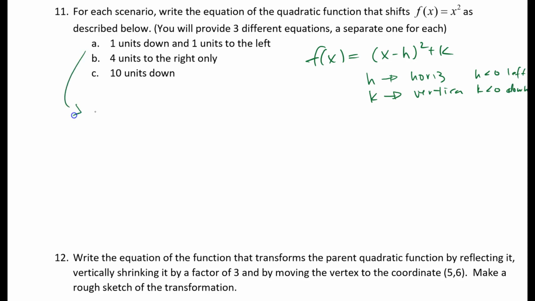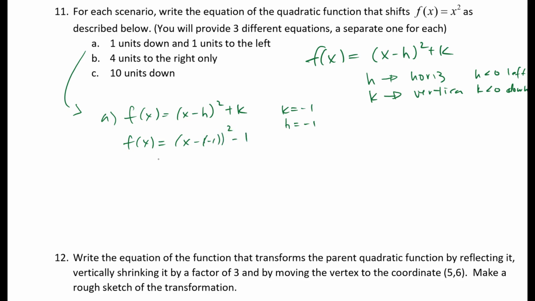Okay, so for a here, we'll start off with f of x equals (x minus h) squared plus k. Well, 1 unit down means that k is going to be negative 1, and 1 unit to the left means h is going to be negative 1. So we'll just do f of x equals (x minus negative 1) squared minus 1. This will be (x plus 1) squared minus 1.